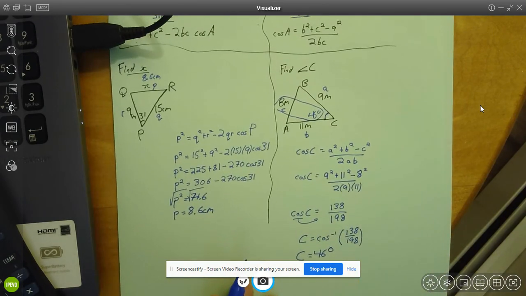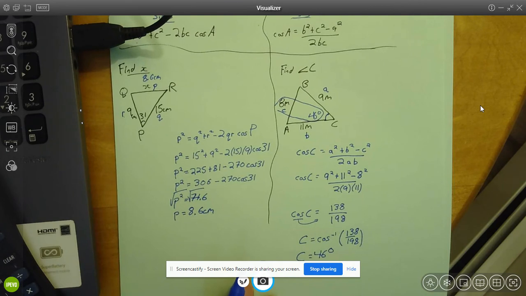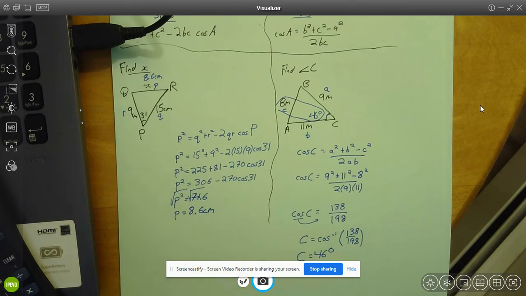They sum to 180. So that's how we use the cosine law. We use it when we can't use SOHCAHTOA, when we can't use sine law. And I can do it to either solve a side or to find an angle.